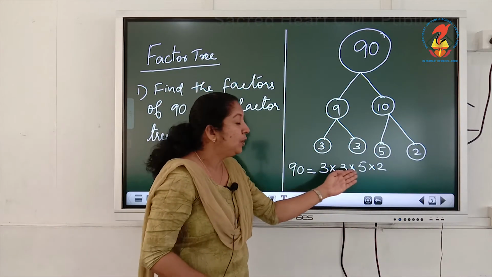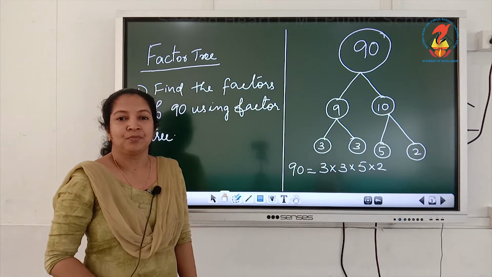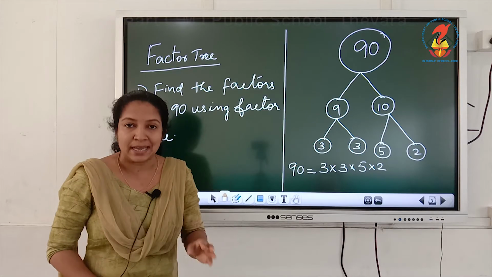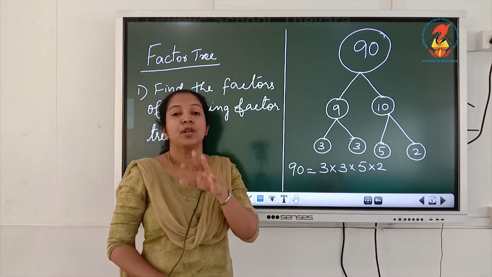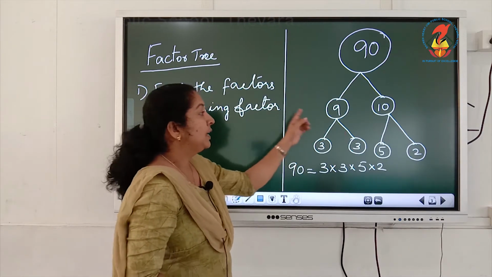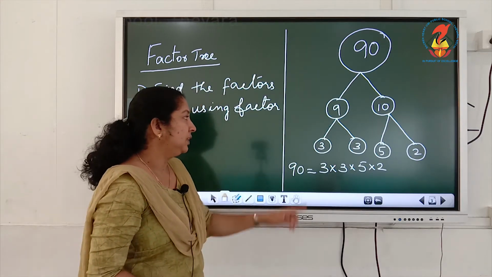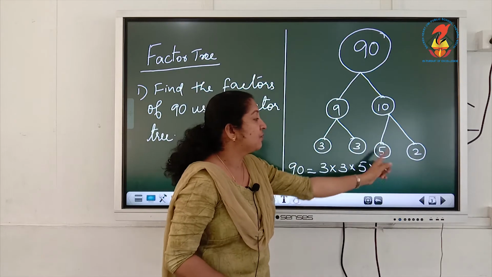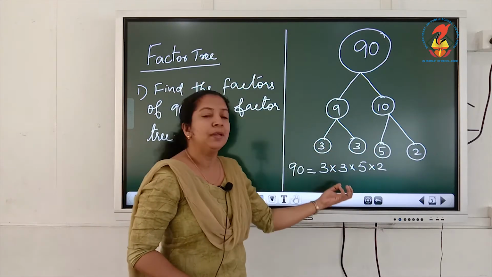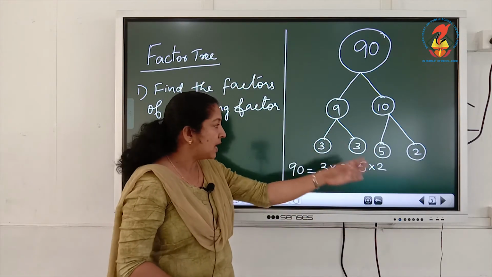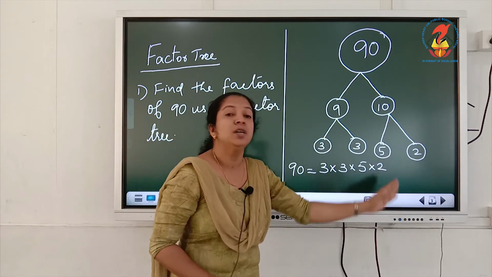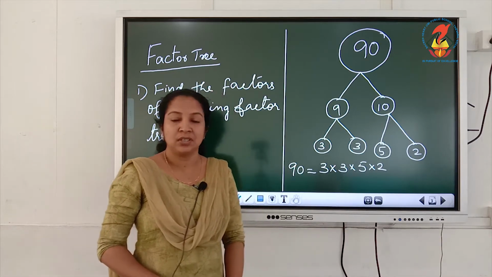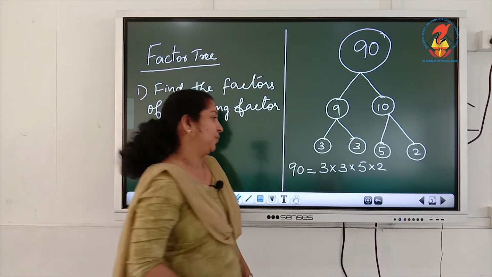Here we are writing only the prime numbers. So final step, what we got is, first the given number is 90. We are writing 90 as a product of two numbers. So 9 into 10. Then we are writing 9 as 3 into 3, 10 as 5 into 2. Again we can't split these, so we are keeping them as they are, and all these numbers are prime numbers. So we can write 90 as 3 into 3 into 5 into 2.